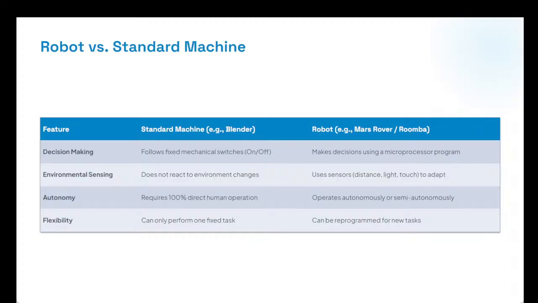Then autonomy. A standard machine requires 100% direct human operation. A robot operates autonomously or semi-autonomously, meaning half can be human controlled and the other half is by itself. Then, flexibility. A standard machine can only perform one fixed task at a time, and a robot can be programmed for new tasks.